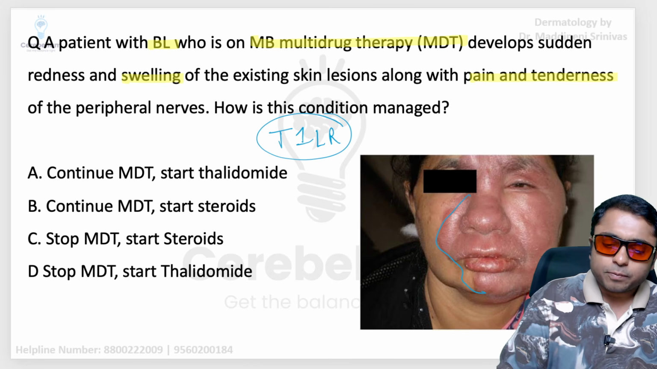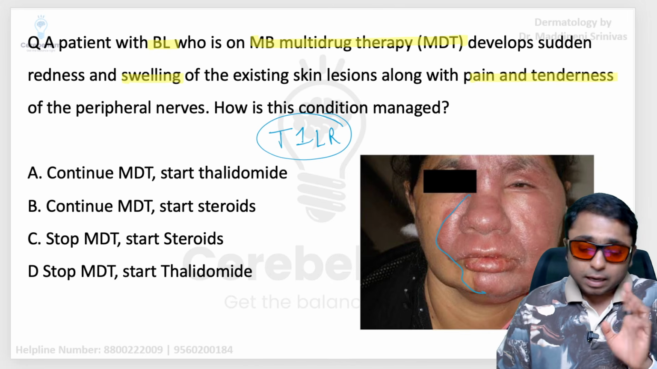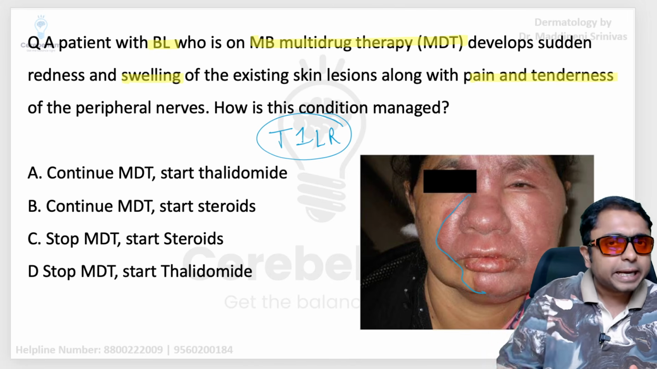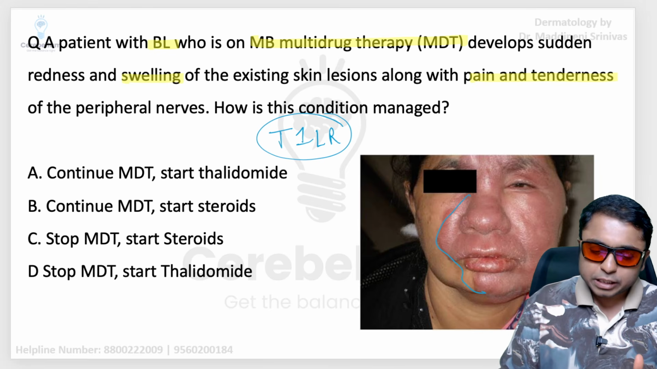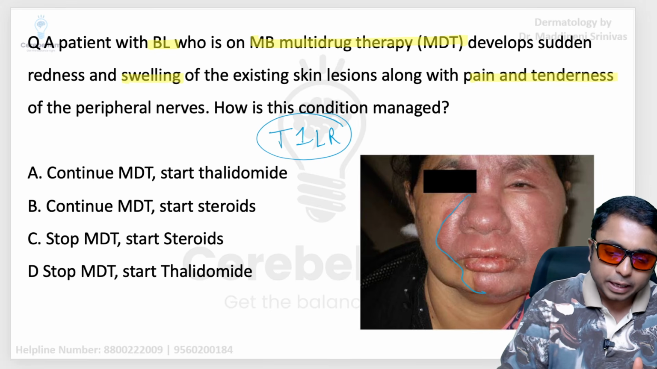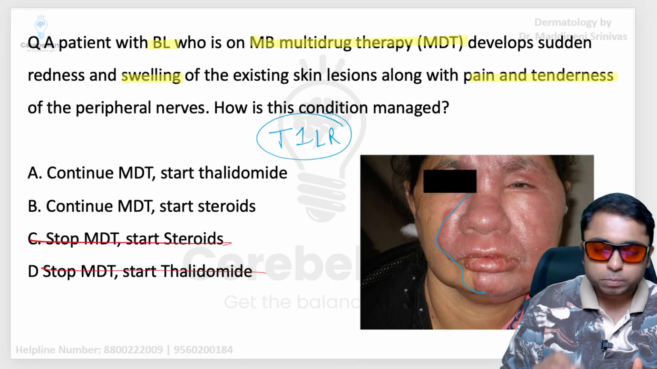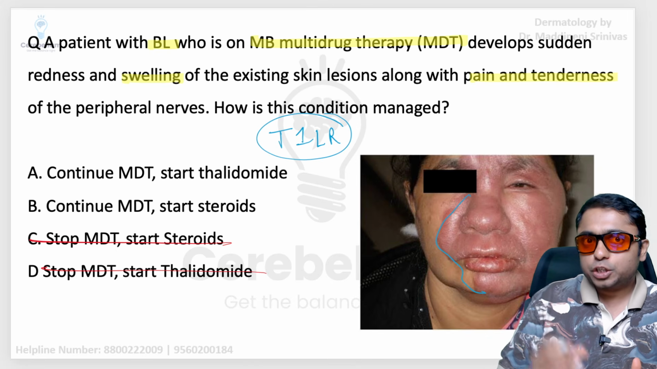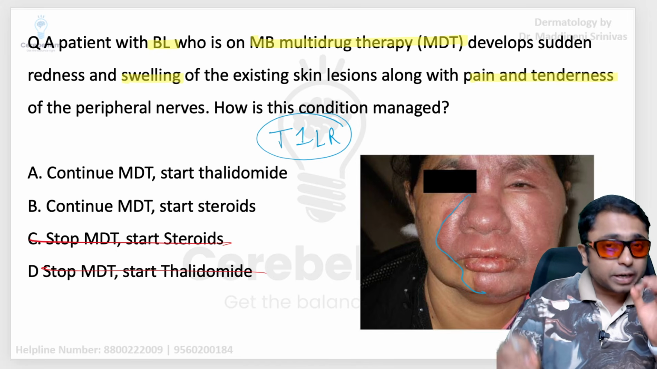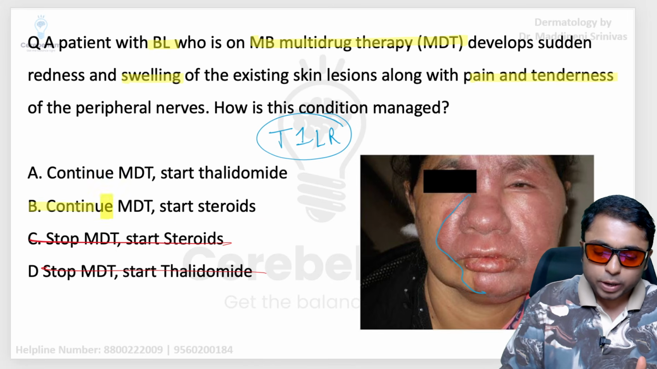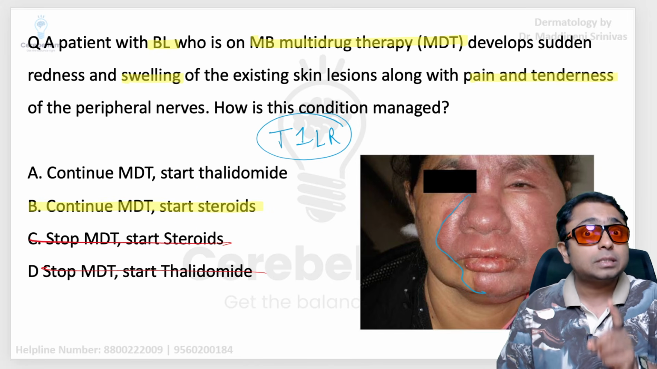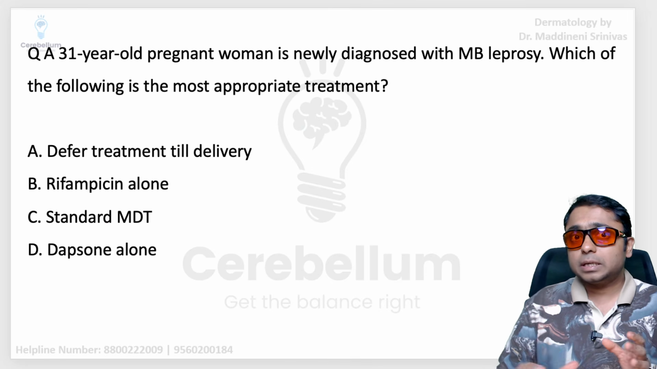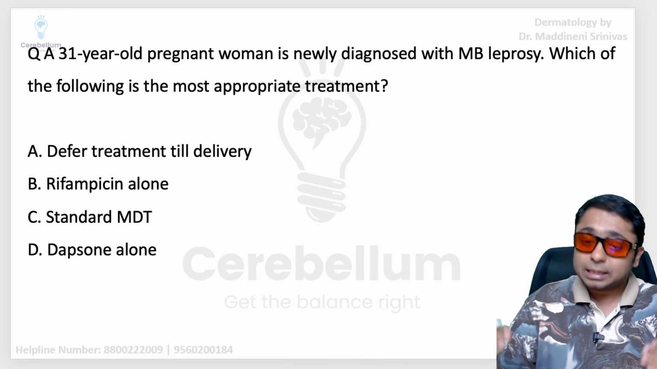So this is a type 1 lepra reaction. What is this managed with? Remember, dear students, this is not a drug reaction, so the MDT which is being given should be continued. So we can safely strike off options C and D. We are left with two options: type 1 or type 2 lepra reaction. The treatment is going to be the same: continue MDT and start the patient on steroids. Treatment of leprosy reactions is very important.